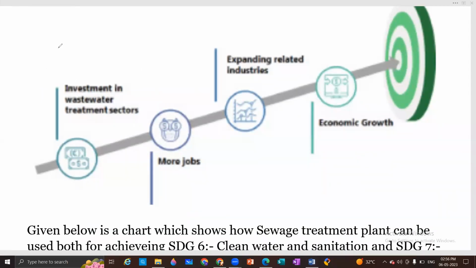First, investment. Investment in wastewater treatment sectors. What will this result in? More jobs. Then expansion of related industries will happen. And this will result in economic growth.